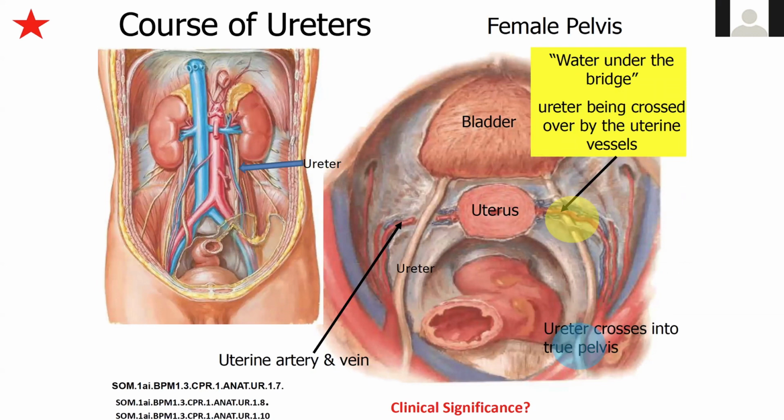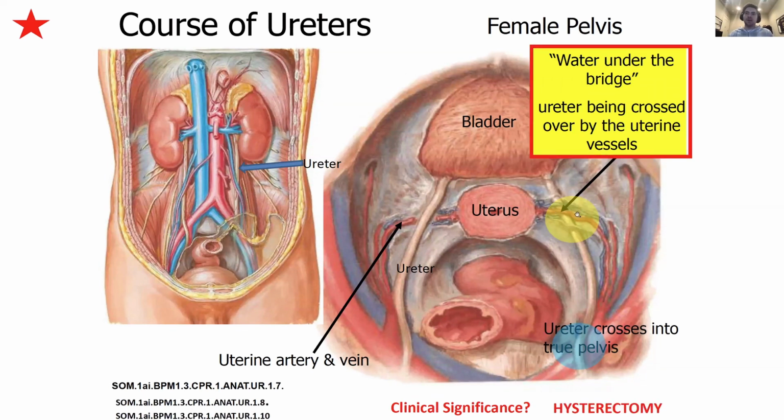So you may have heard of this water under the bridge analogy. This is really important surgically. So the water is the urine or the ureter that goes underneath the vessels. In a female, it's the uterine vessels, okay? And you can ask yourself, well, why is that really important?